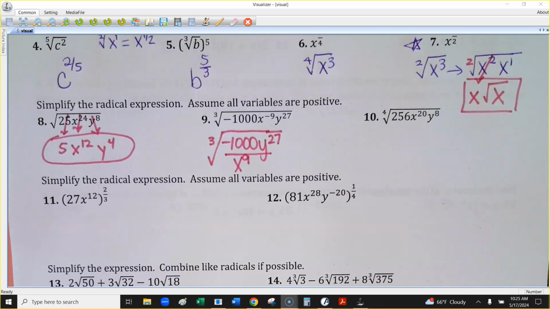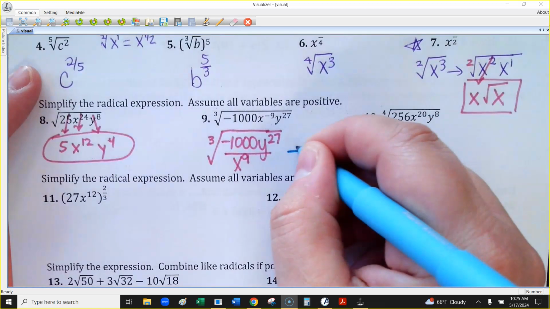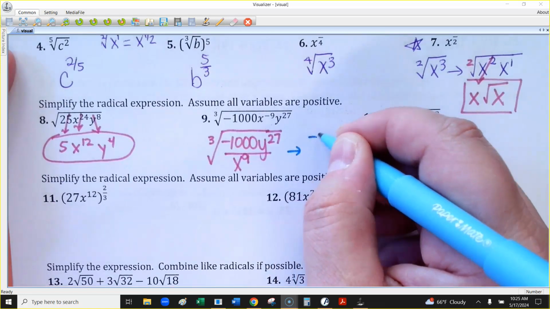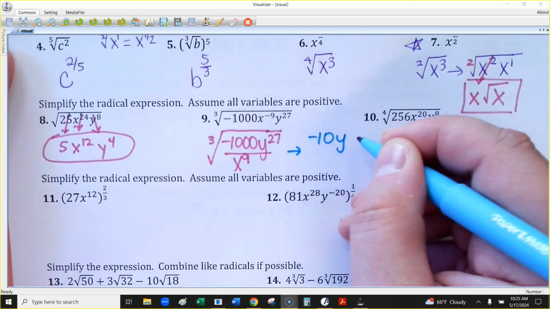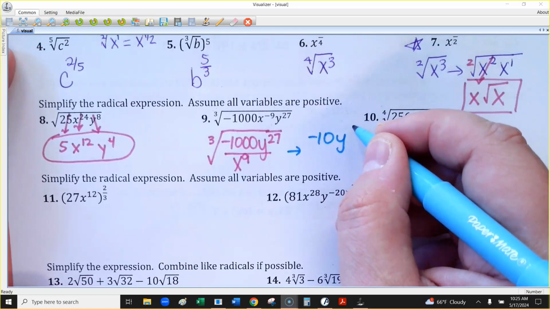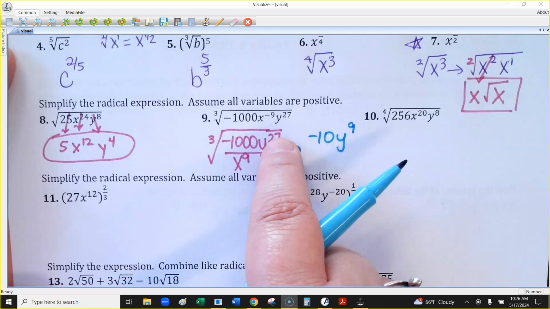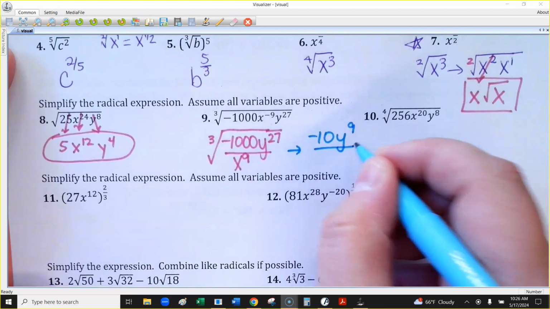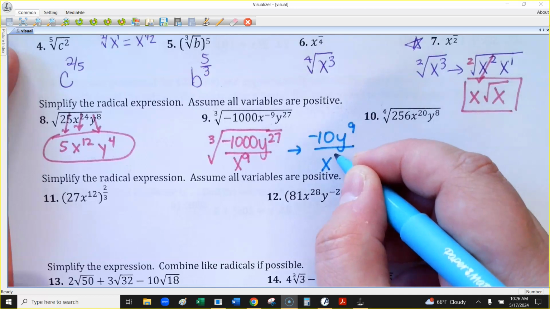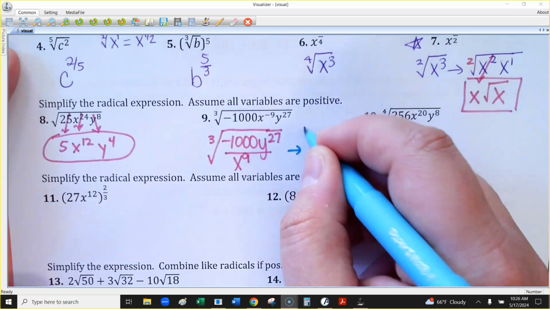Okay, now, I promise, all these are perfect cubes. What would you tell me the cube root of negative 1,000 is? Negative 10. What would you tell me the exponent on y is going to be? 9. You just divide the exponent by the root. This is a perfect cube. What would you tell me the exponent on the x would be? 3rd. And then this would just be my answer.